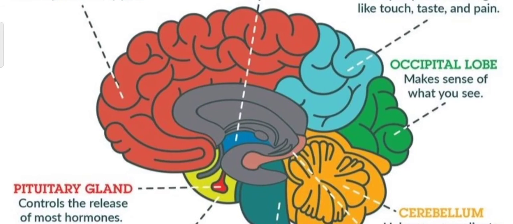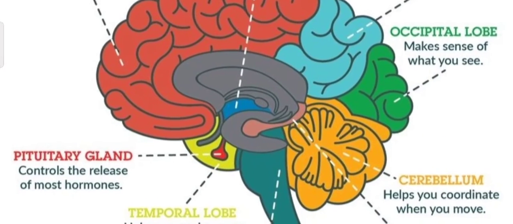The occipital lobe makes sense of what you see. Occipital, O for ocular, means eyes. You can remember it with eyes. It makes sense of what you see. Occipital lobe, behind the eyes.